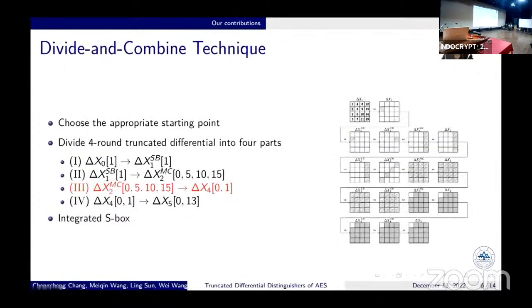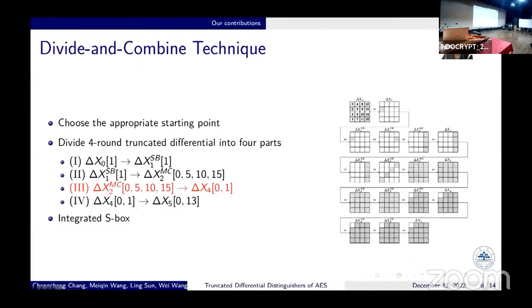By choosing the appropriate starting point, we present the whole algorithm based on the divide-and-combine technique to calculate the probability of the 4-round truncated differential distribution. The 4-round truncated differential is divided into 4 parts. Only some of them affect the probability.